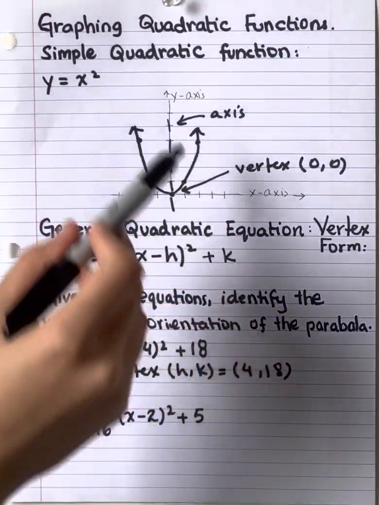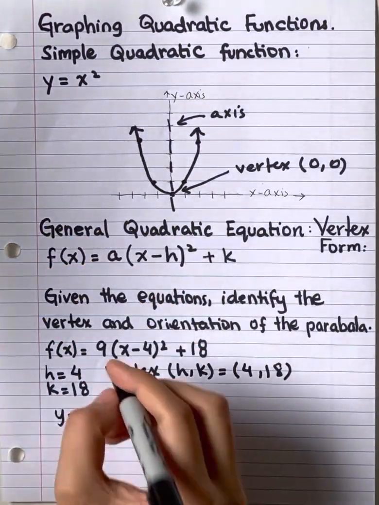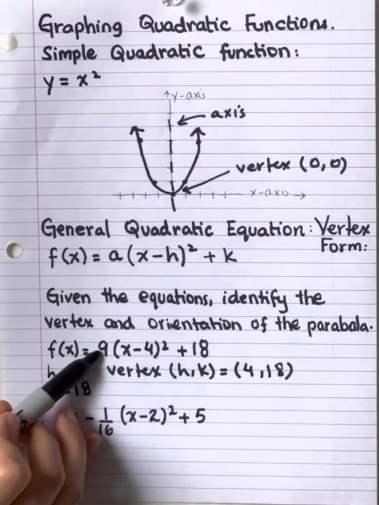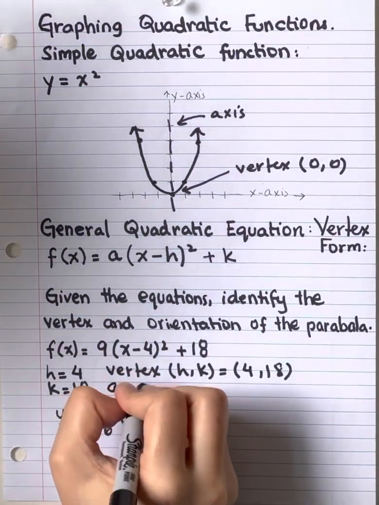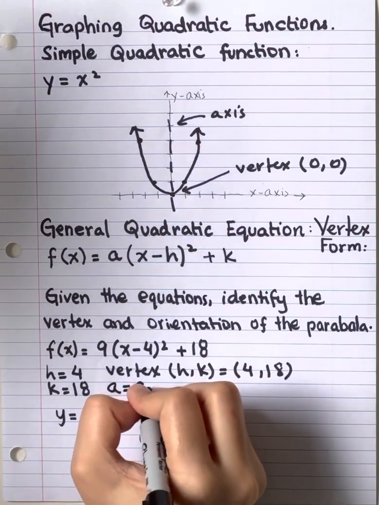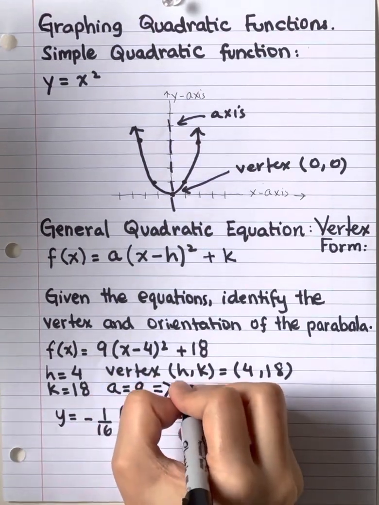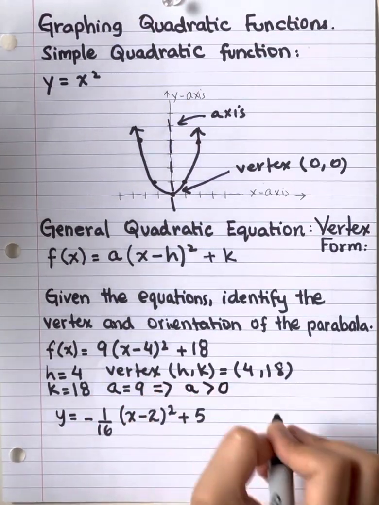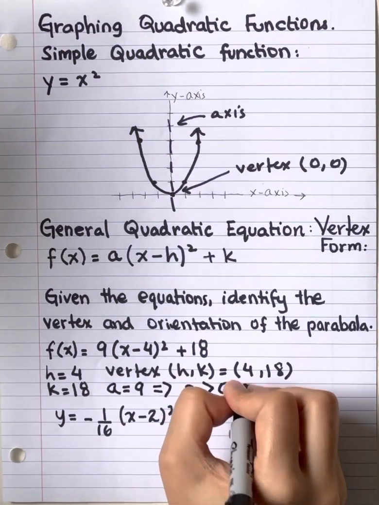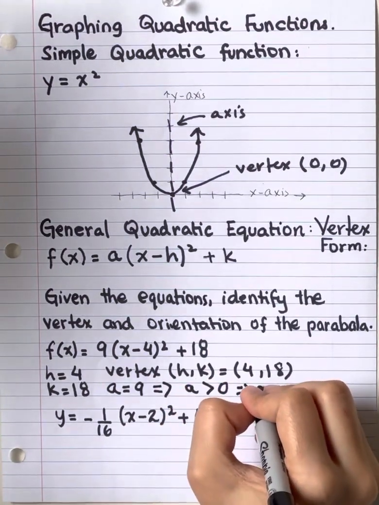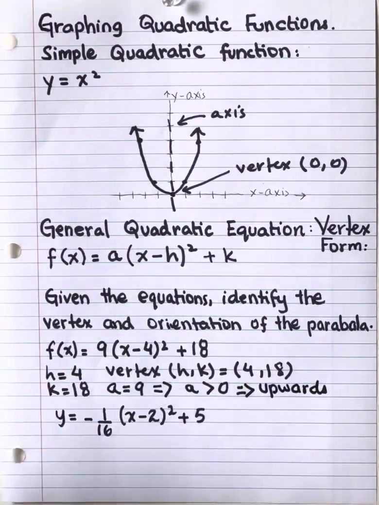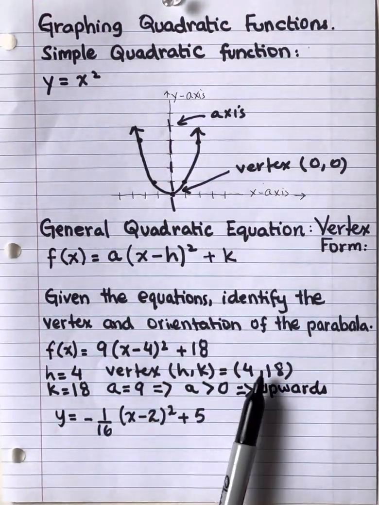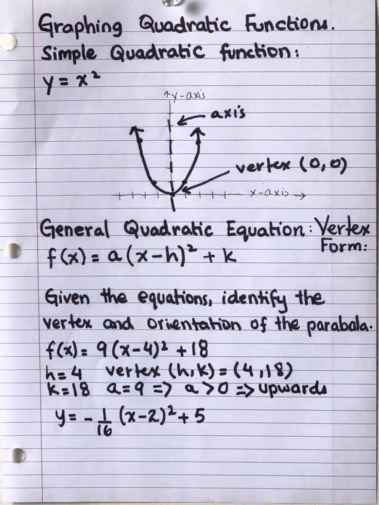And what is the orientation of the curve? Is it facing upwards or is it facing downwards? We have to check our a value, which is 9 here. So a is equal to 9, which means that a is greater than 0, which also means that our curve is facing upwards. So it's an upwards parabola with a vertex of (4, 18).